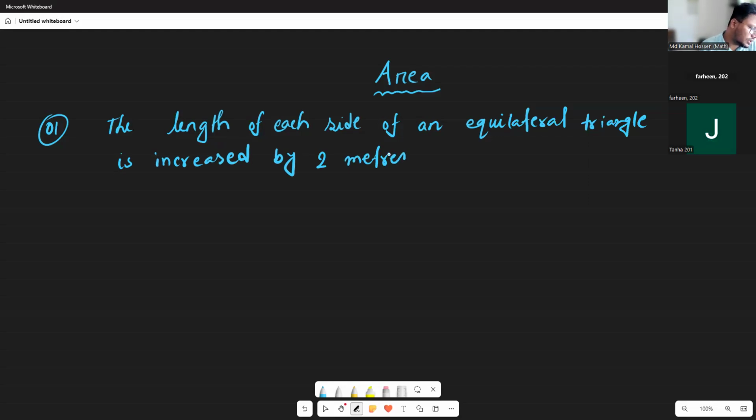Its area will increase by 6√3 square meter.